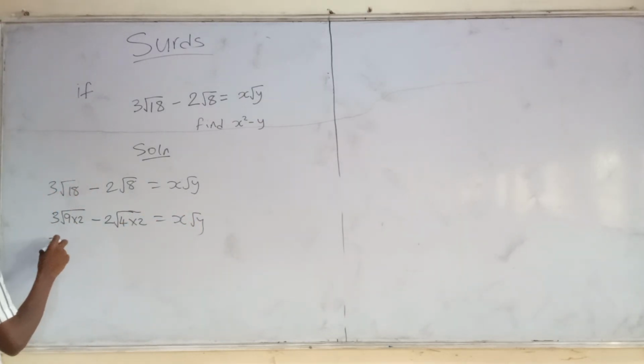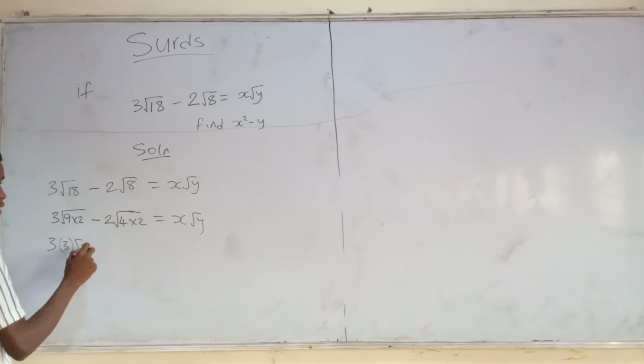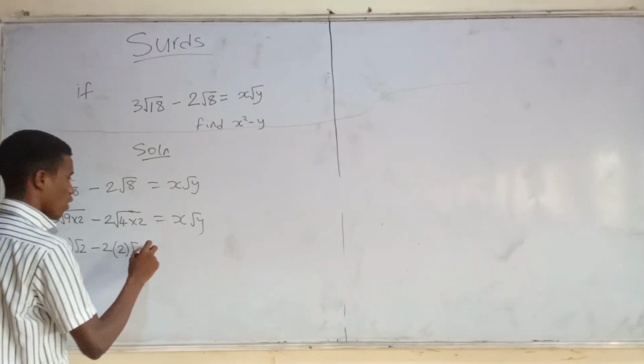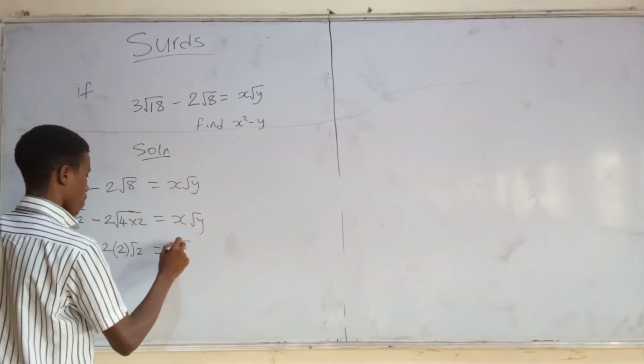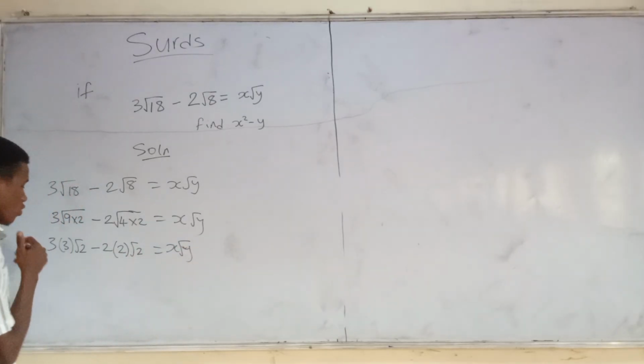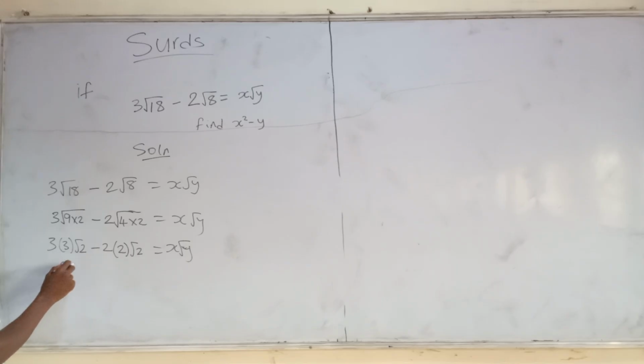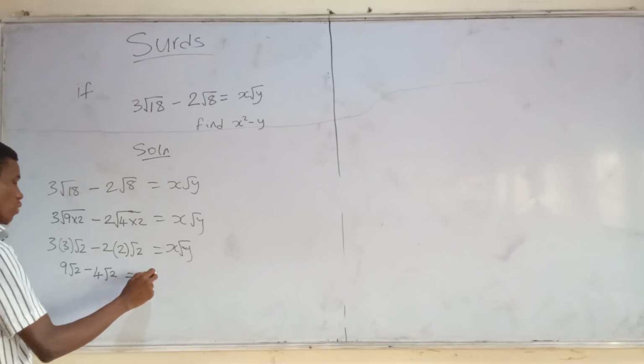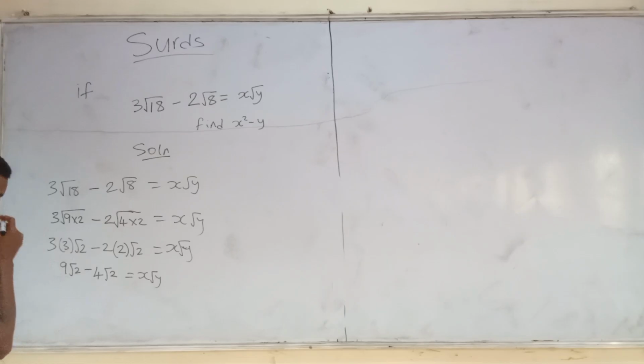So this will be what? 3 times 3 root 2, abi? Minus 2, so this will give us what? 4 root 2. So this will be what? 9 minus 4 root 2.